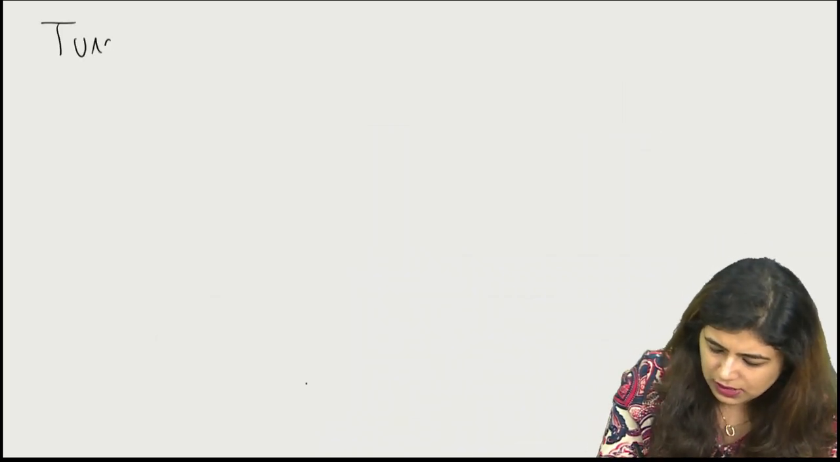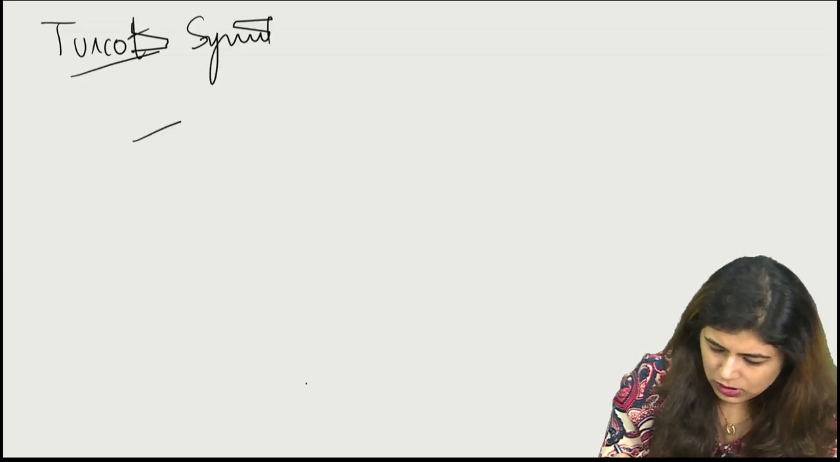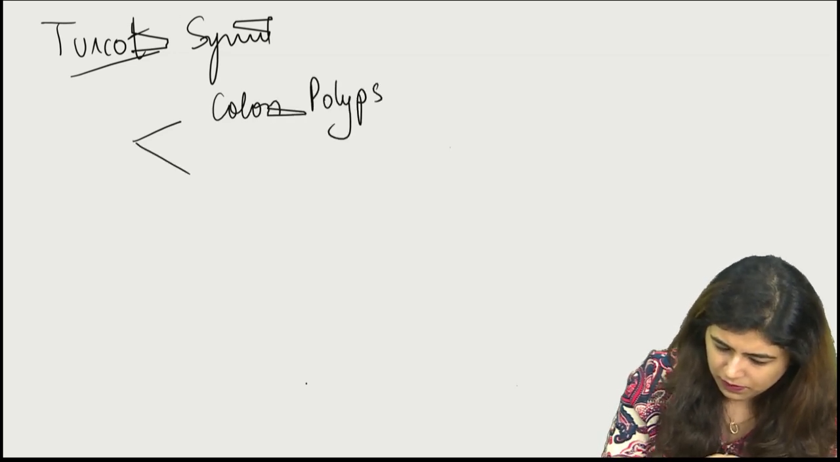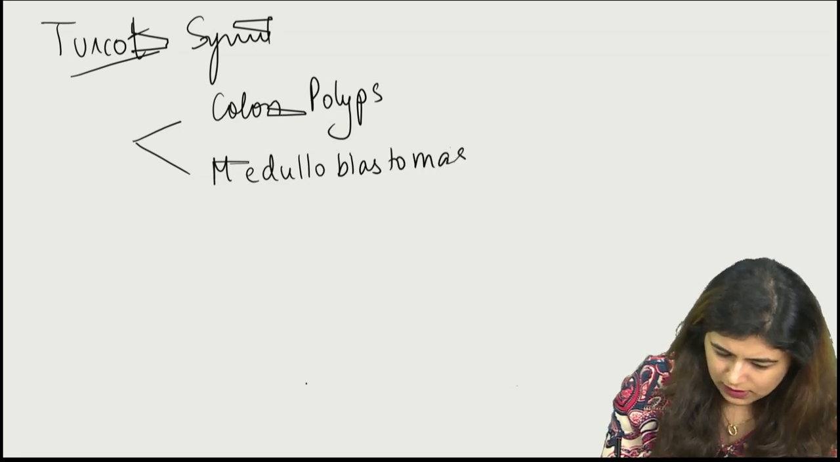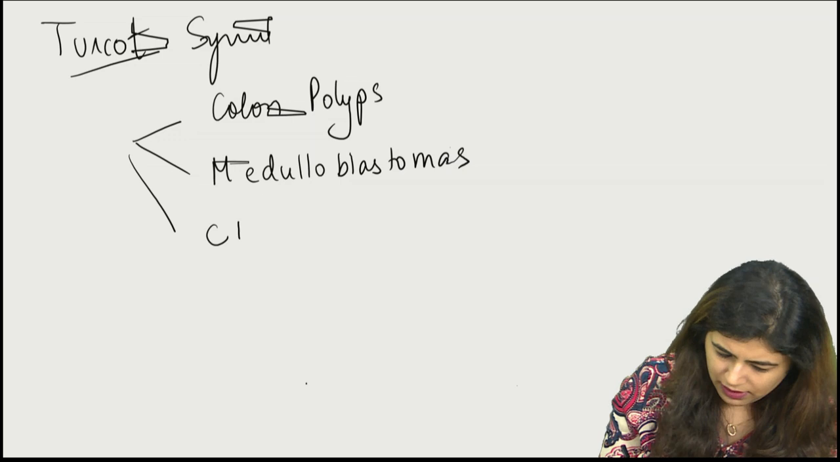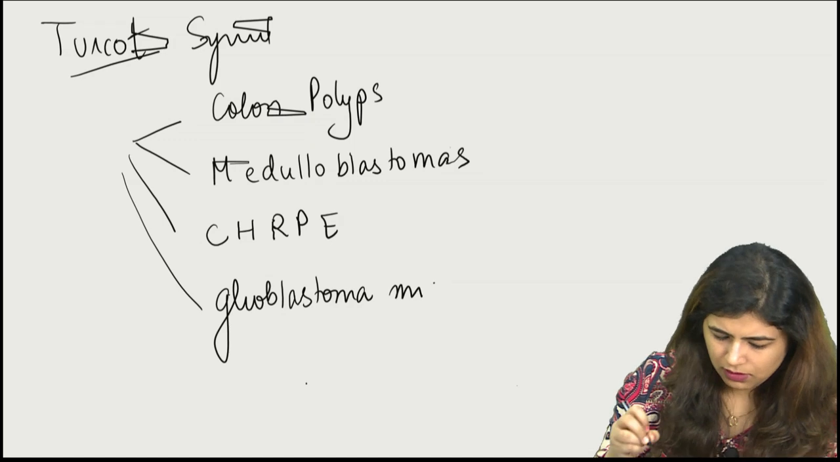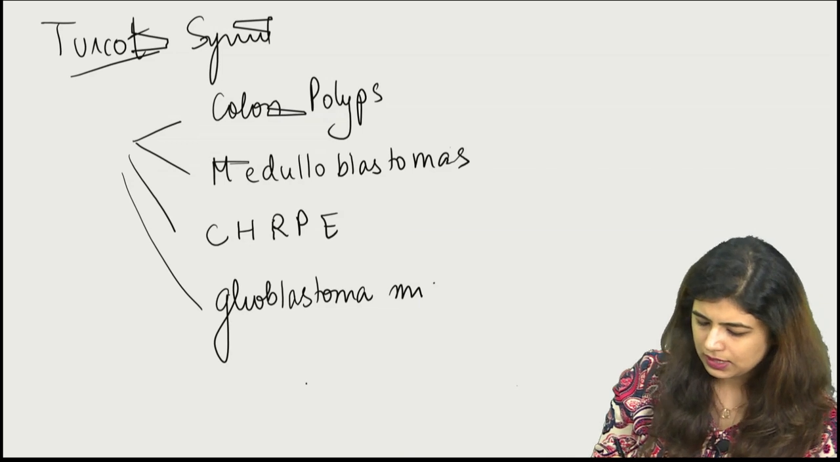What were the other options in this question? The other options were Turcot syndrome. What do you see in Turcot syndrome? Again, you see colon polyps. Then medulloblastomas, congenital hypertrophy of retinal pigment epithelium, and glioblastoma multiforme. Okay, so these are the findings of Turcot syndrome.